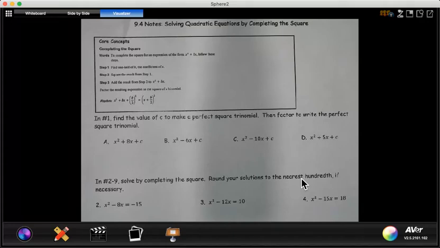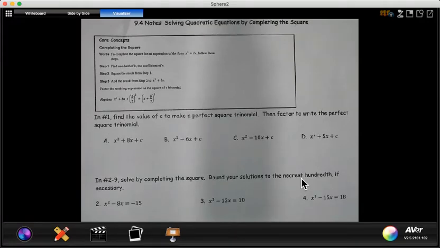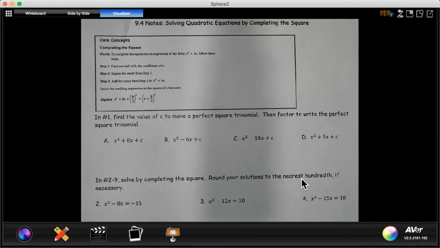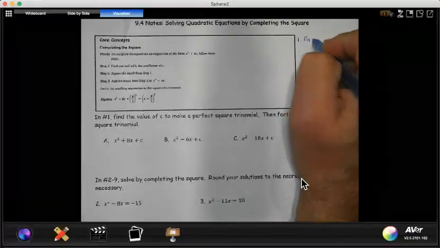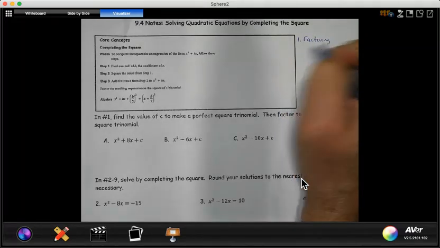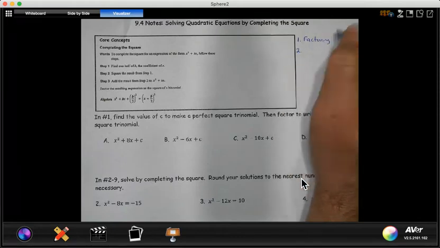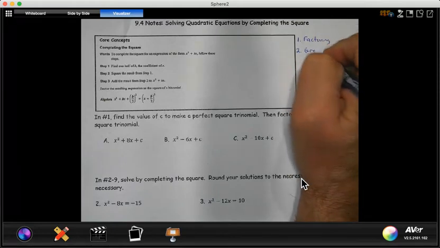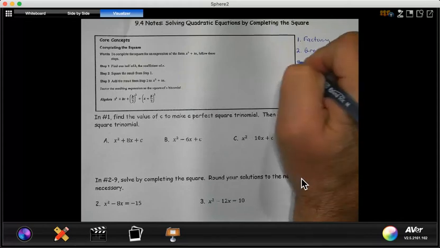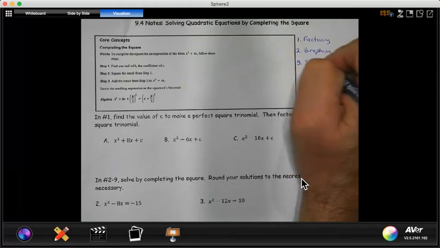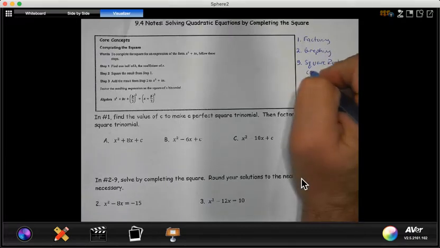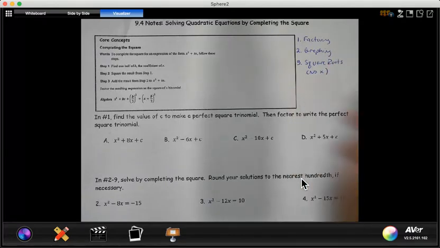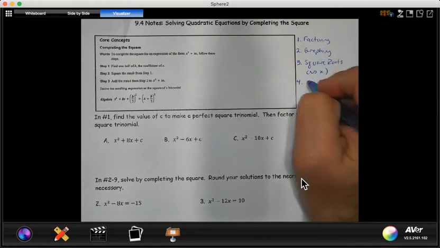This is the fourth method that we want to use to solve quadratic equations. Number 1 is factoring. Number 2 is graphing. Number 3 is square roots. Remember, square roots, there's no x. And then the fourth one is complete the square.